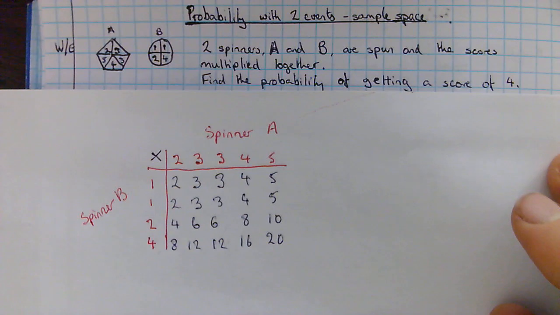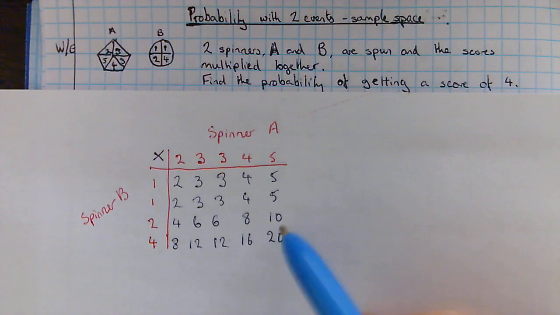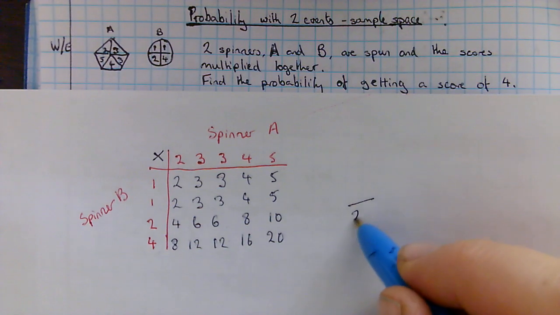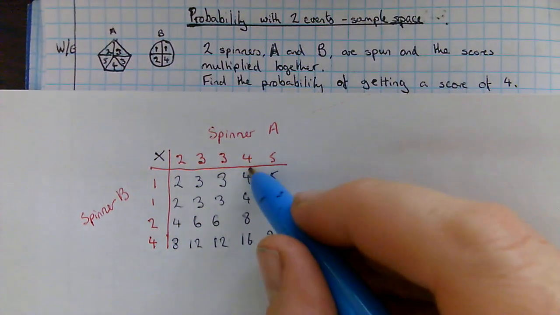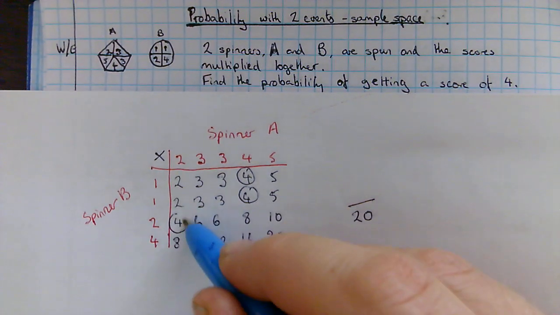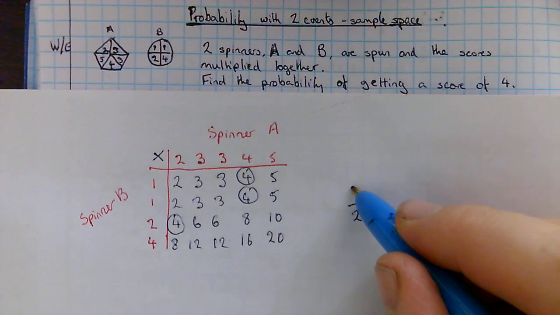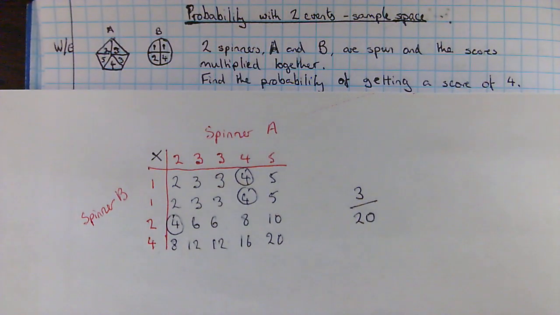Find the probability of getting a score of 4. Well, we know that the total number of outcomes here is 20. There's 20 possibilities. The question's just asking me how many of those are 4. Well, there's a 4 here, there's a 4 here, and there's a 4 here. So there's 3 different ways I could have got 4. And so the probability is going to be 3 out of 20. Pause the video now while you write down the worked example, and then you can try some questions for yourself.